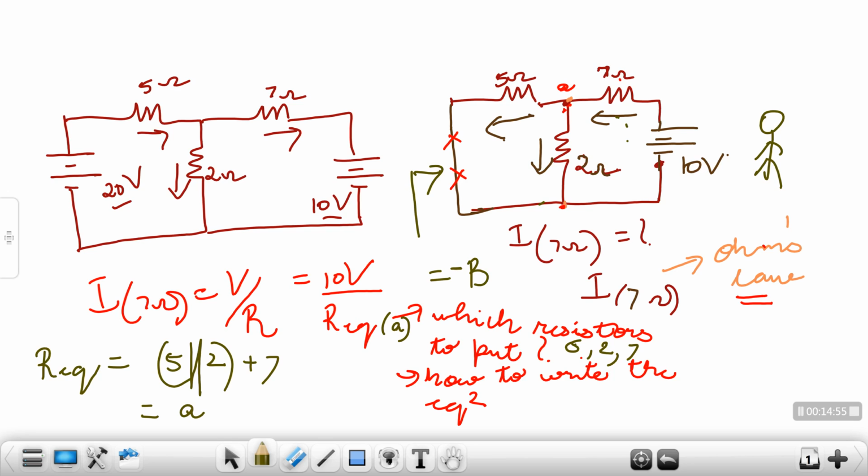So if I connect an ammeter over here, the magnitude of current would be the same as the value of B, but the direction is not the same as what you have assumed.